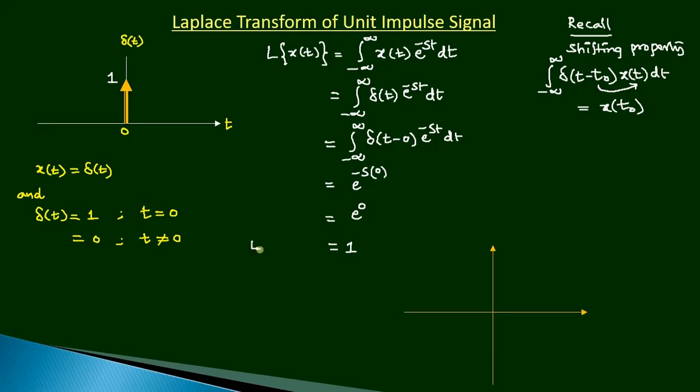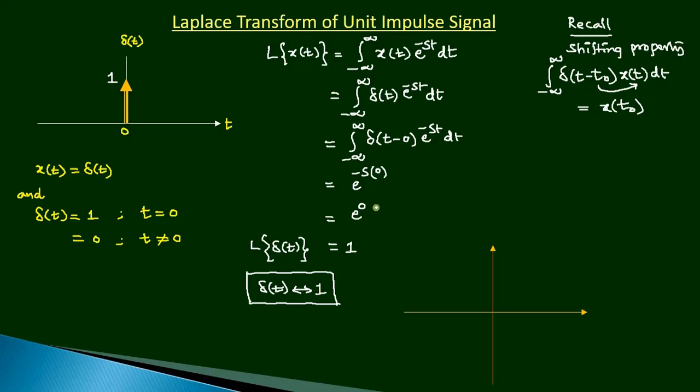So the Laplace transform of delta of t equals 1. This can also be written in the notation as delta of t double arrow 1. This is the notation of the Laplace transform for the impulse signal.